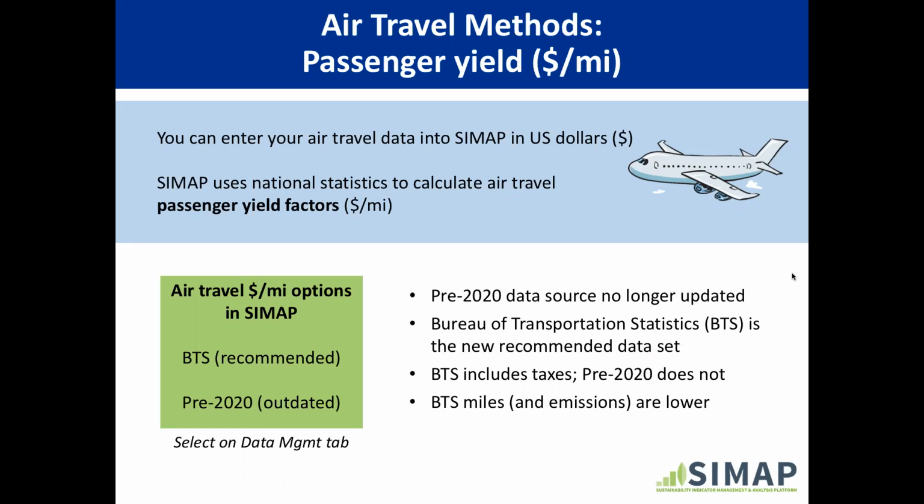The difference from the previous version to our newer version of conversion factors is that this new data set includes taxes, so it includes the taxes on the ticket in the total dollar cost, and the old data set did not. The difference here is that the new factors are higher, so higher dollars per mile traveled, and so the resulting emissions using these factors are slightly lower.